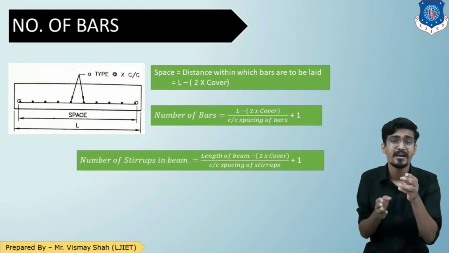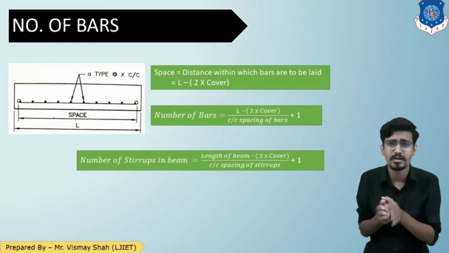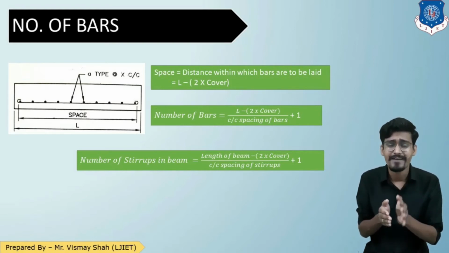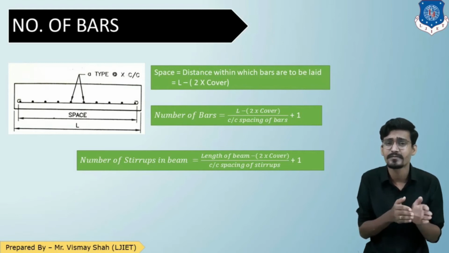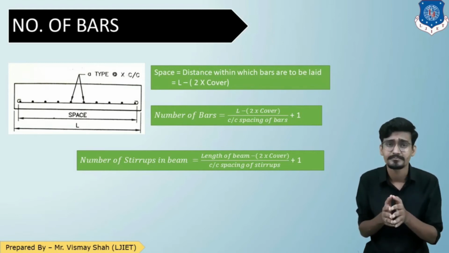As you have to prepare 10 columns, you need to prepare number of lines as 11. So there will be 10 columns in your page. So the formula will be L minus 2 times the cover divided by center to center spacing of the bars between 2 bars plus 1.